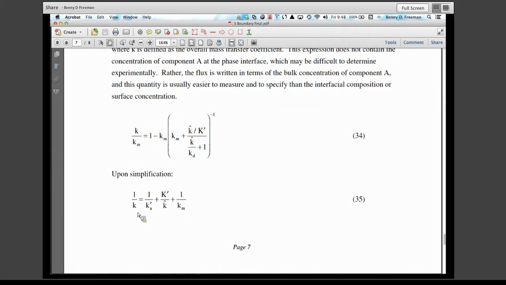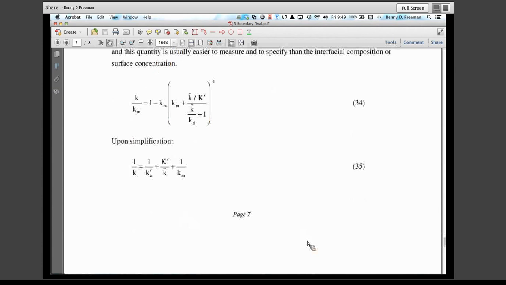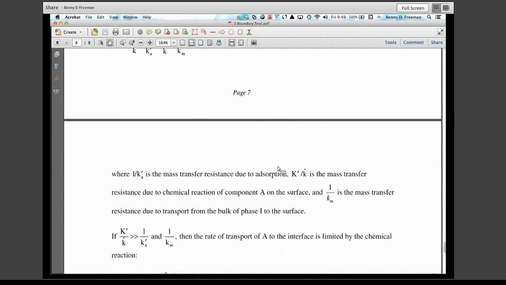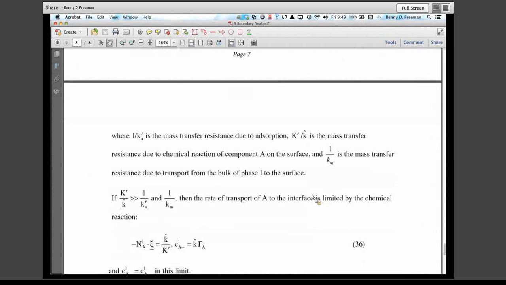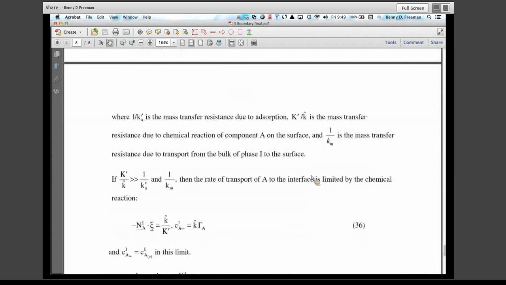So the overall rate of mass transfer can be ascribed to, or can be influenced by, the rate of adsorption, the rate of reaction at the surface, and the rate of convective transport to the surface. And any one of these phenomena could be dominant depending upon the situation of interest. And so what's examined in the rest of this particular set of notes are limiting conditions, if you will.